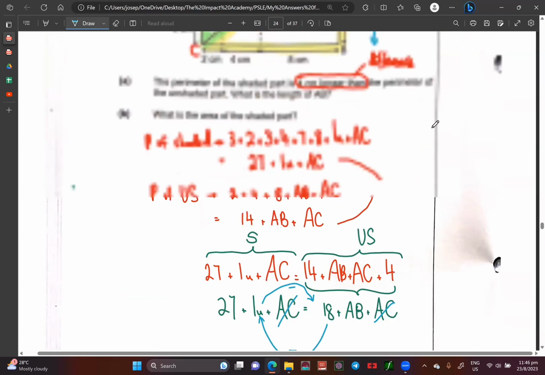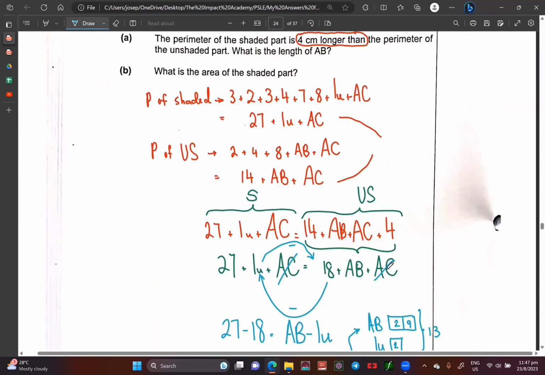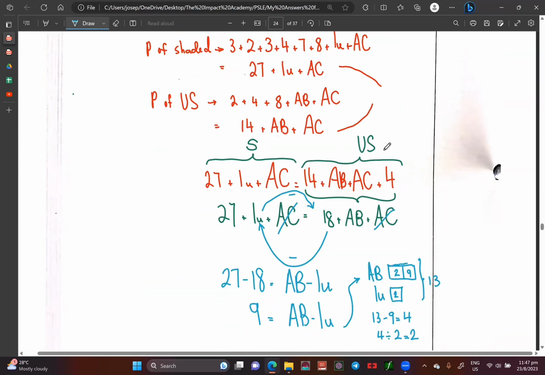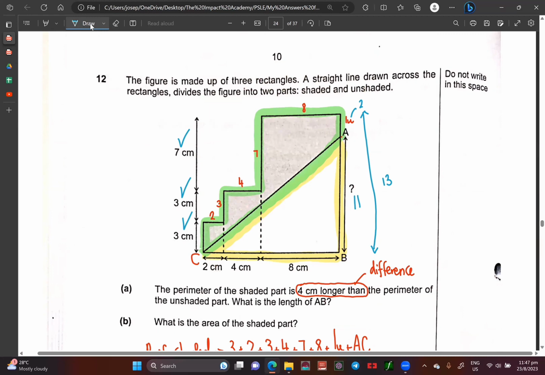All right, so we know that 1 unit is 2. So this is 2. And we know that AB will then be, as you can see over here, according to the model, anything from here to here, right? So that is basically 9 plus 2, which equals 11. So we can confidently put that this is 11.